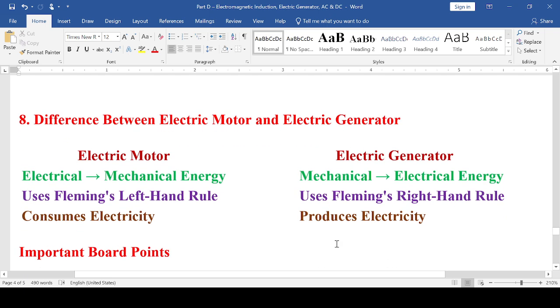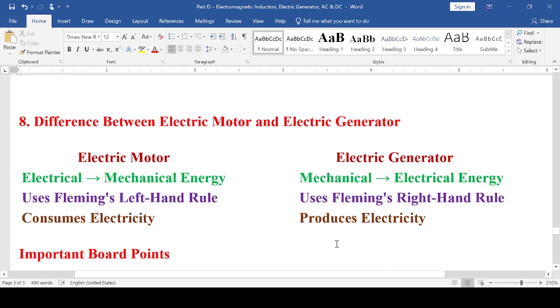And next comes a difference between electric motor and electric generator. Electric motor will convert the electrical energy into mechanical energy. Electric motor uses Fleming's left hand rule, and electric motor will consume electricity. What about electric generator? It will convert mechanical energy into electrical energy. It will use Fleming's right hand rule and it will produce electricity.